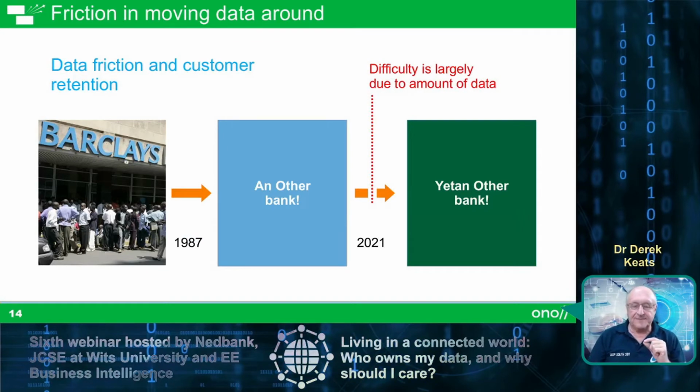Now, it's interesting. I was talking about data portability earlier. One of the challenges with data is that there's considerable friction in moving the data around, and it leads to you being stuck in some circumstance because you can't move the data easily.